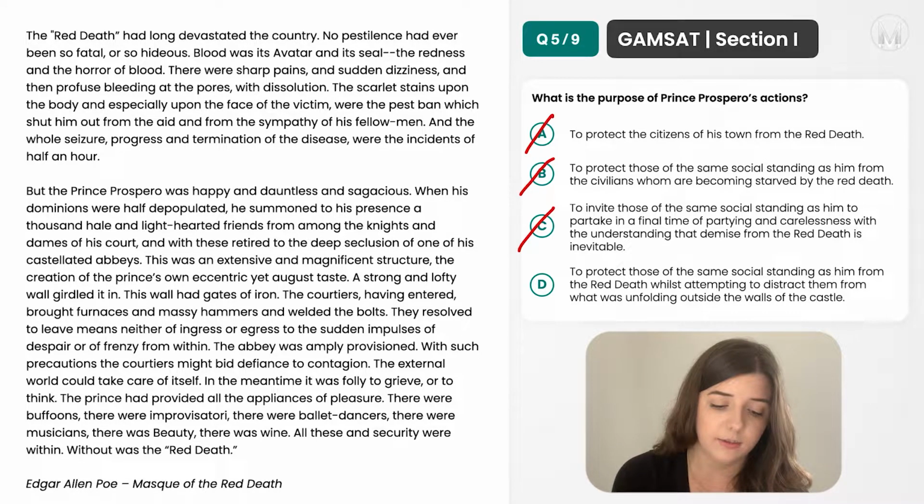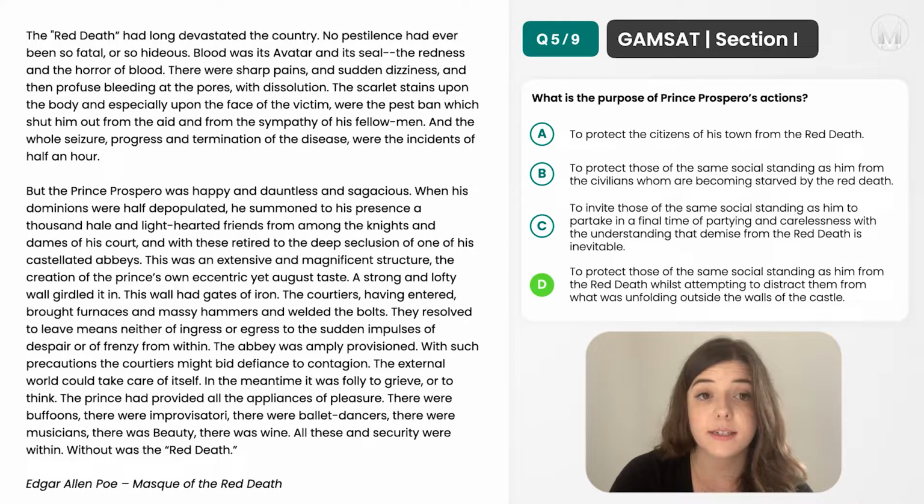He's retiring to the deep seclusion of one of his castellated abbeys. The external world could take care of itself. So he's aiming to exclude the external world and avoid what was actually happening and ignore it. So option D is definitely the correct answer to question 5.